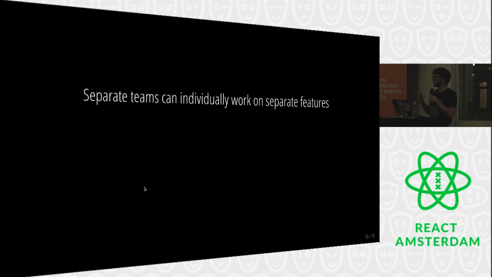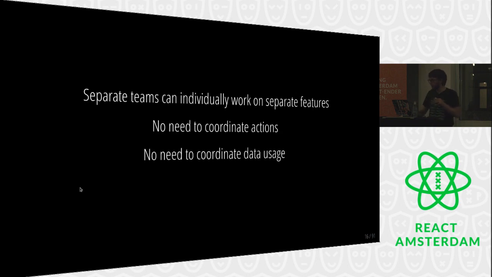So that means that separate teams can individually work on separate features and separate packages, and we still know that everything that uses this data is synchronized. We don't need to coordinate the actions between the different teams. We don't need to coordinate with each other about which pieces of data we're using. The only thing we need to know is the shape of the data we have, which classes exist, which attributes do they have.